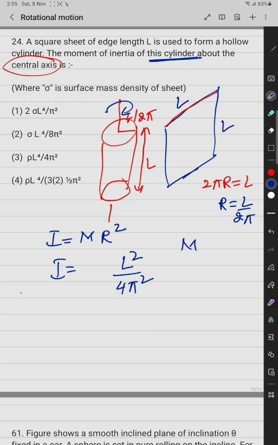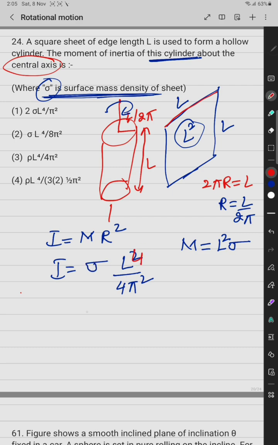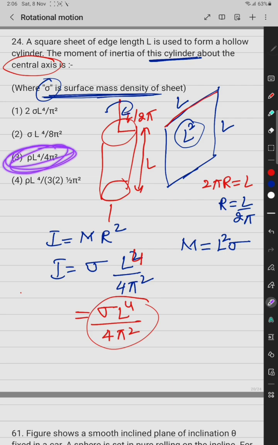And we know mass equal to, what is the area? Area is L square. Therefore the area is multiplied by the surface mass density, that is the mass per unit area, which is rho. So mass is equal to area into rho, so it is rho into L square. So moment of inertia is density into L to the power 4 upon 4 pi square. So according to this, the correct option is the third one.